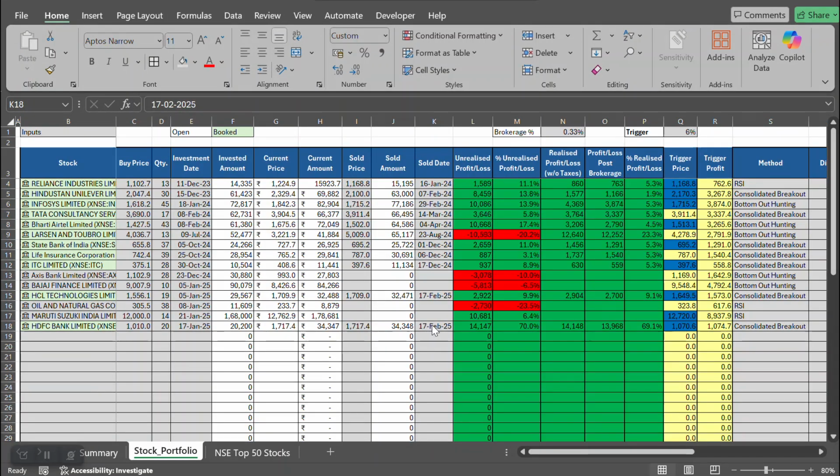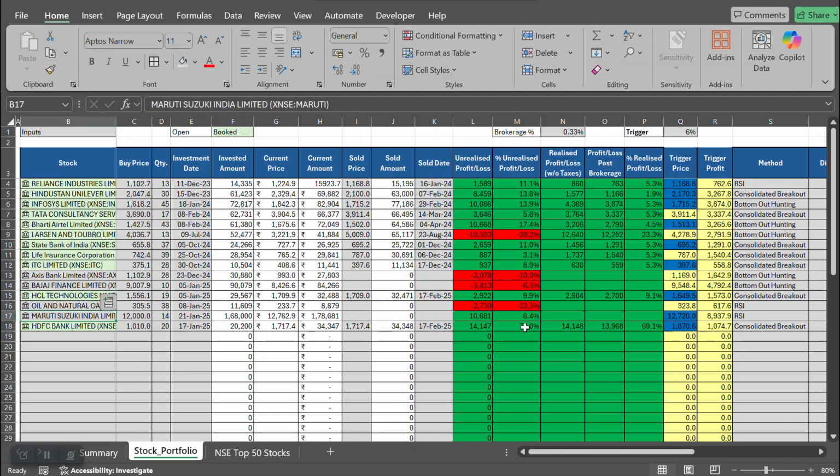Now you would also realize that as soon as I fill in the sold price information in the sheet, this particular cell turns green, which means I have already booked a profit or a loss, or I've already sold this particular stock. If I've not sold it, it is going to be in gray color.